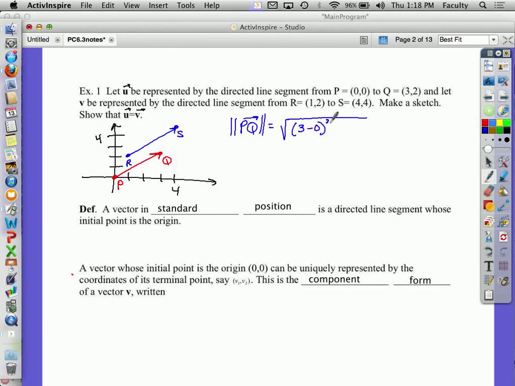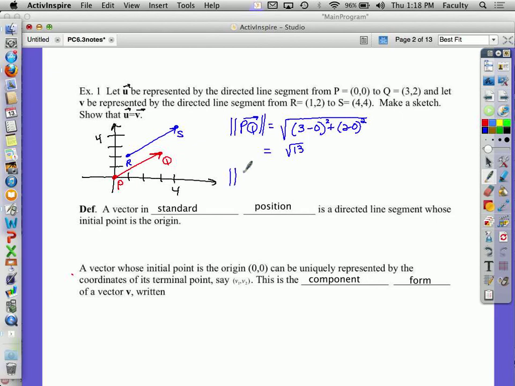3 minus 0 squared plus 2 minus 0 squared. Now that you're pre-calc students, we can do a lot in our heads here. Wouldn't that be 3 squared plus 2 squared? 9 plus 4, that's the square root of 13.